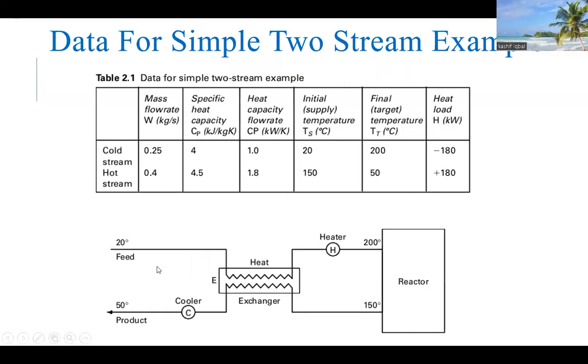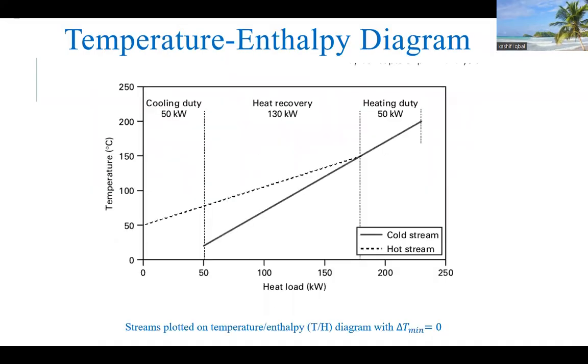So these two streams have this data. The cold stream has the mass flow rate, the specific heat flow rate, the initial and final temperature, and their heat loads. So we can make such an assembly to transfer the heat. We can put a heat exchanger here, and we can transfer all the heat from cold stream to hot stream, or hot stream to cold stream.